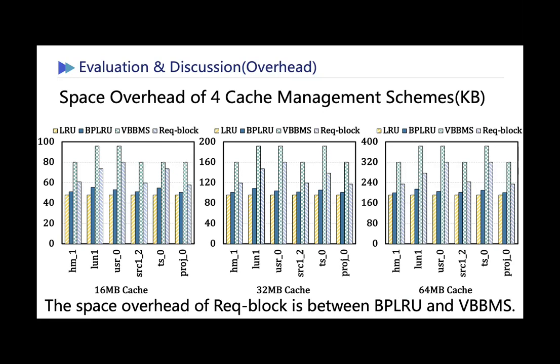The figure shows the space overhead of the selected cache management schemes. As seen, our proposal of REQ block needs 67.6 KB, 133.6 KB, and 271.6 KB on average with different sizes of cache configuration, and corresponds to an average of 0.41% of total cache space.